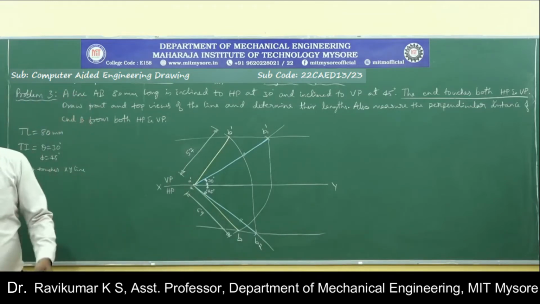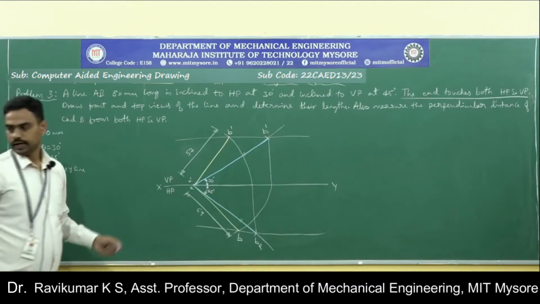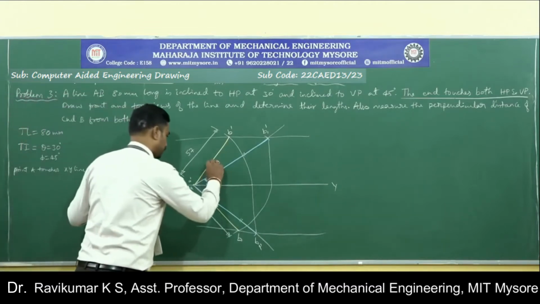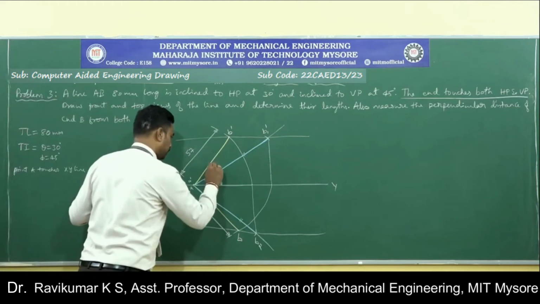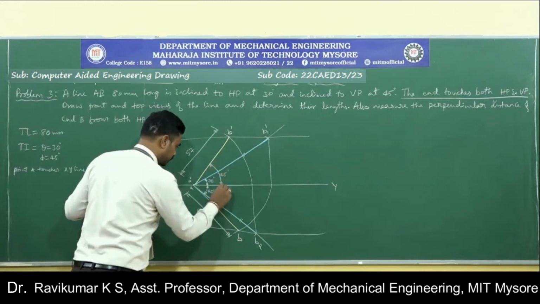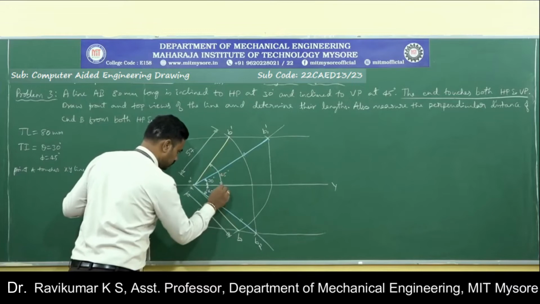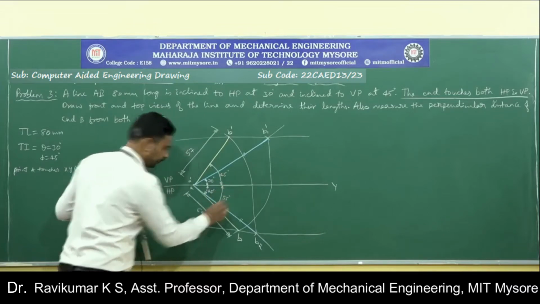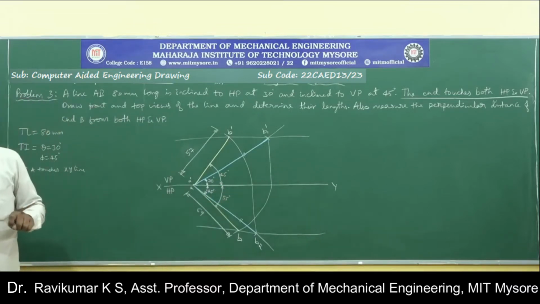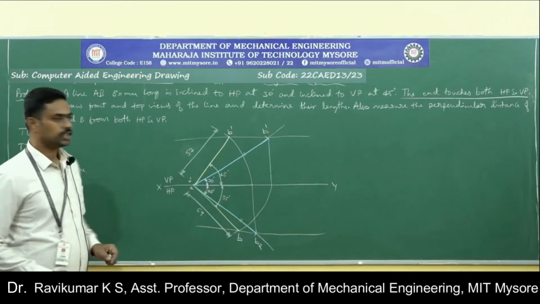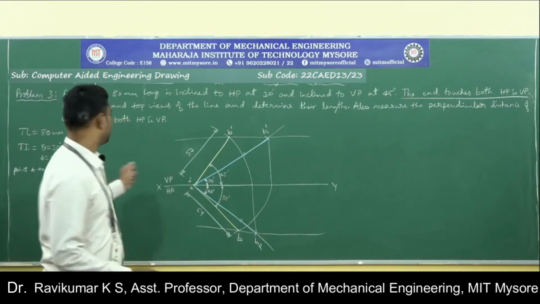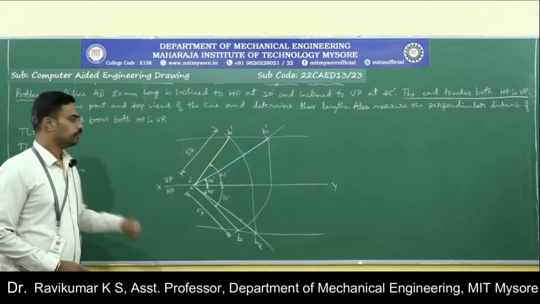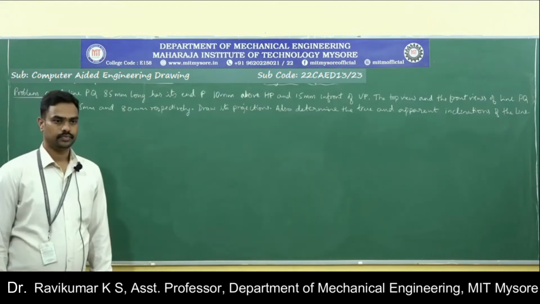Then the angles alpha and beta, 45 and 55: this you will get as 45 degrees, and this you will get as 55 degrees. Okay, so this is the complete solution of problem number 3. We'll move on to problem number 4.